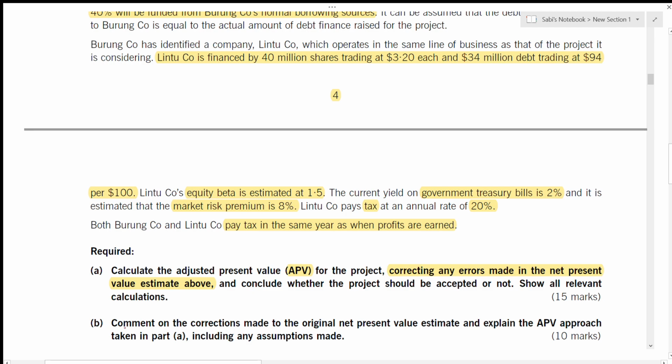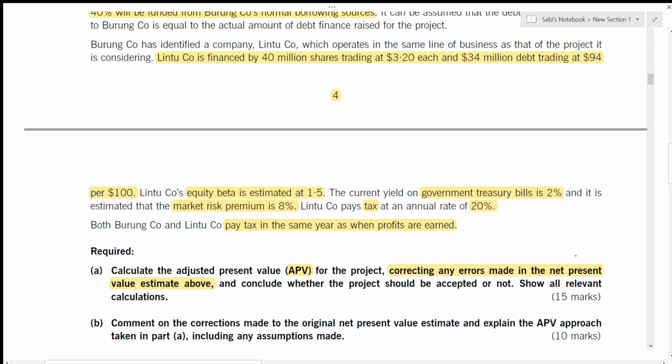Second part, let's come to B. Comment on the corrections made to the original net present value and explain the adjusted present value approach taken in part A, including any assumptions made. So B is like a theory part. You are commenting on your part A. In B, if you see, there are three requirements you have to write about. First, you have to comment on the corrections. Second, you have to explain which approach you have taken for your adjusted present value. And third, assumptions. You have to include any assumptions made, which is worth 10 marks, then 15 marks, right?